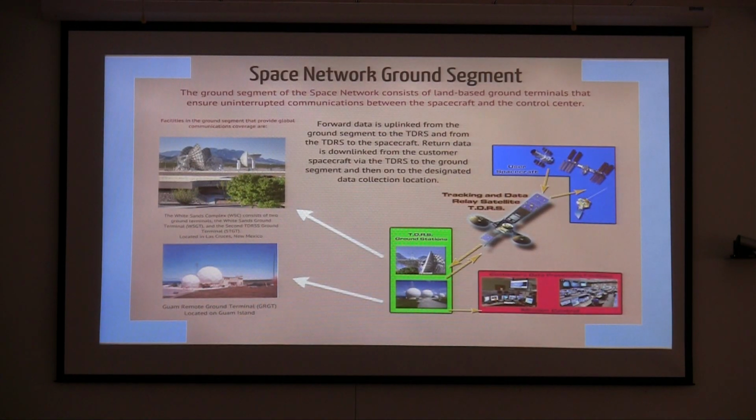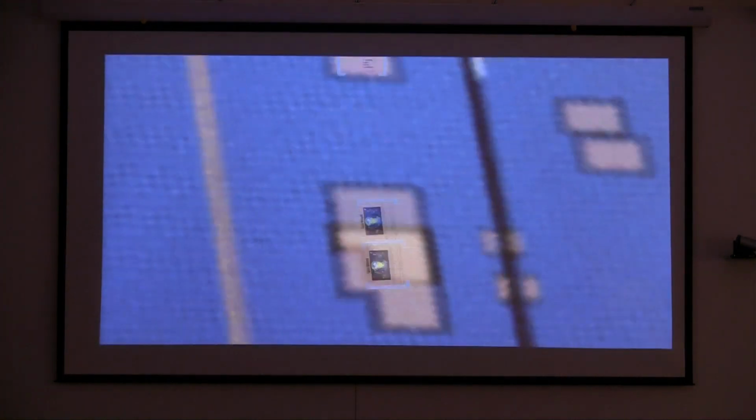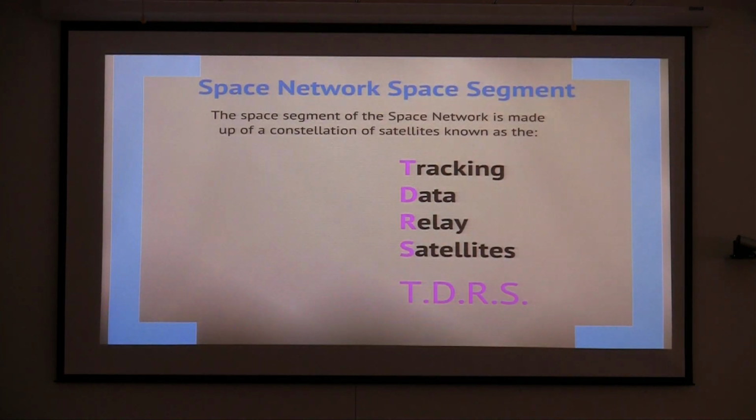Part of the space network is the ground segment. We still need to have our antennas on the ground, and our antennas are located in White Sands, New Mexico, and Guam. So starting in 1983, we launched the first tracking and data relay satellite.